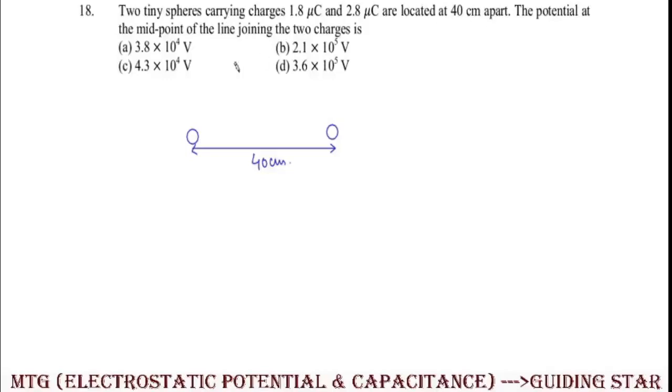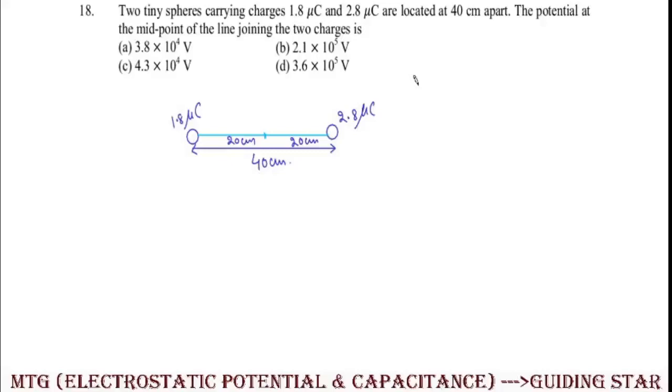Okay, the potential at the midpoint of the line joining the two charges is, okay, assume that these are two charges and it is the line which joins them. Clear. Then this will be the midpoint of the system, and if it is the midpoint of the system, then what is the potential at this particular point? So midpoint means this will be 20 centimeter and it is also 20 centimeter, and the charges are 1.8 microcoulomb and this is 2.8 microcoulomb.